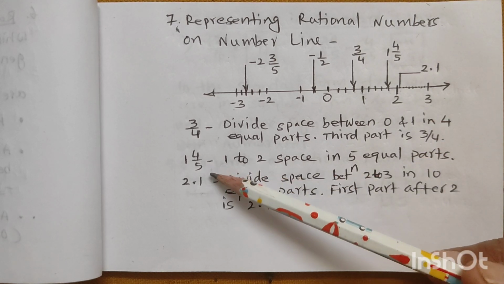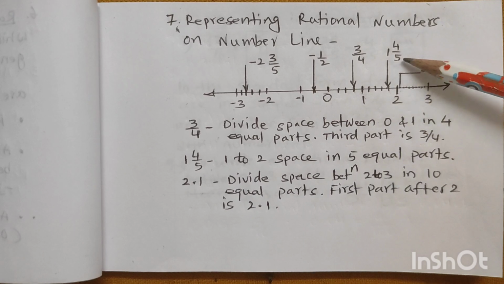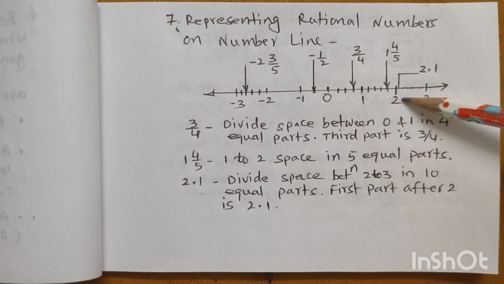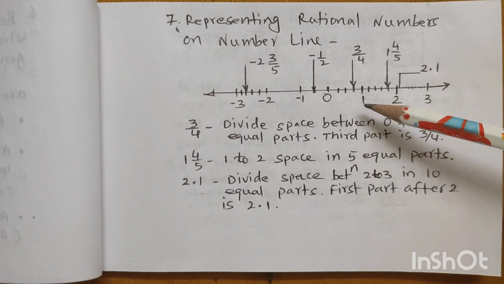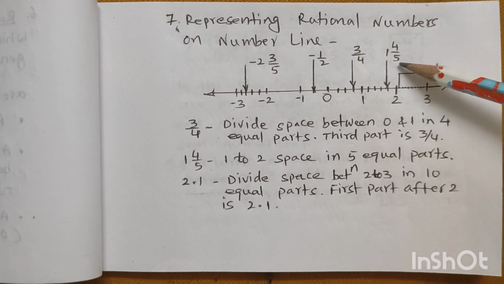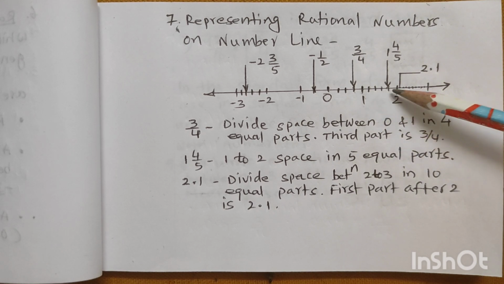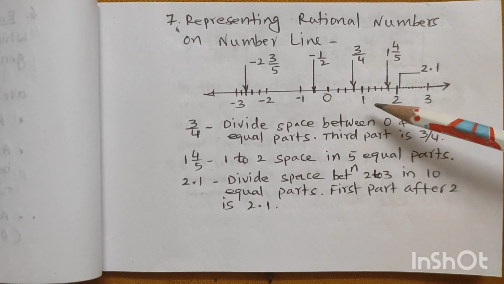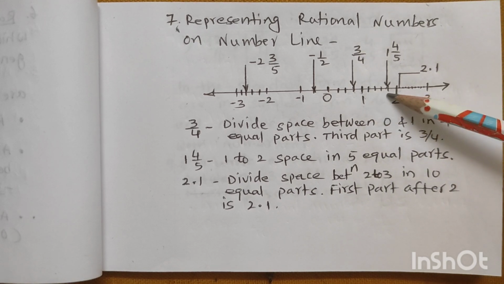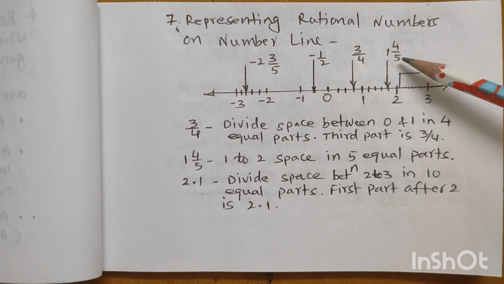Now 1 4 by 5. 1 4 by 5 is greater than 1 and less than 2. We divide the space between 1 and 2 into 5 equal parts. We mark 4 small lines in between and it gets divided into 5 equal parts. Now the fourth part is 4 by 5. So this point is 1 4 by 5.